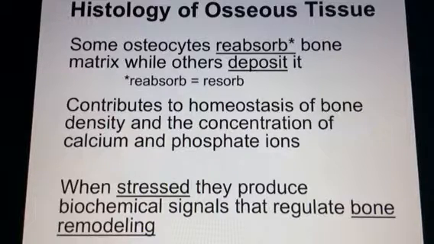So again, we'll get into physiology in the next few videos, but some osteocytes reabsorb bone matrix, okay? And later you're gonna see the term resorption. So reabsorb and resorb mean the same thing, and then others deposit it. Again, we'll get more in depth later, but that contributes to the homeostasis of bone density and also the concentration of calcium and phosphate ions. So there's times that calcium ions need to be reabsorbed, and there's other times that they need to be deposited. So when stressed, they produce biochemical signals that regulate bone remodeling. Again, we'll have a whole separate video on this.